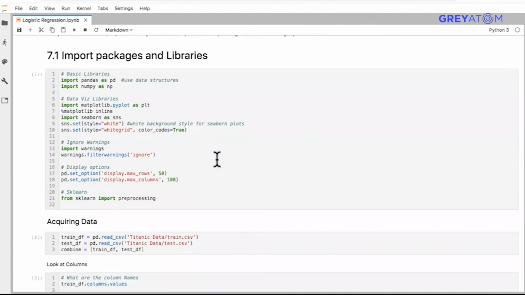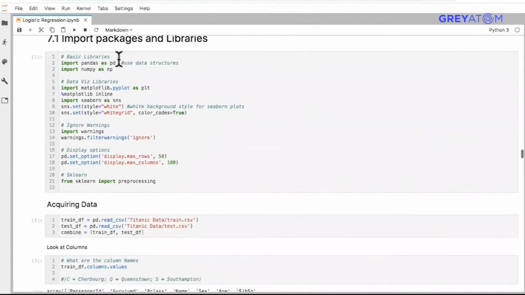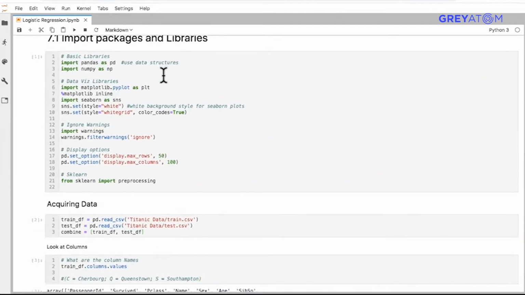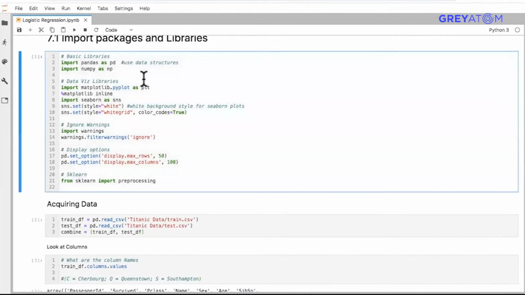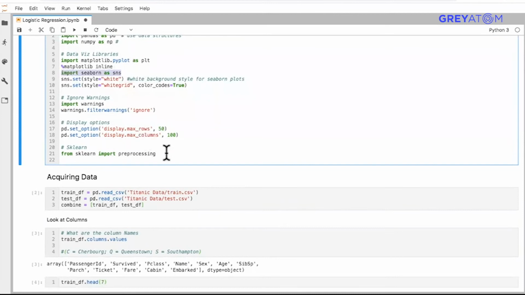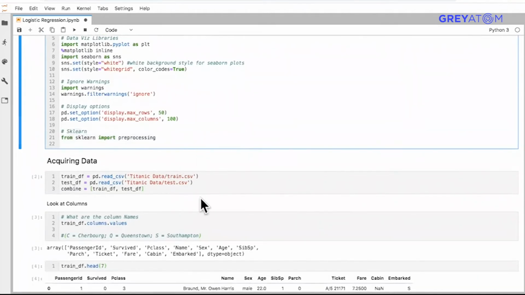Okay, so here is the simple code for importing the packages and libraries. I'm using pandas. This is a very good library for a better take on data structures in Python. And then I have NumPy, numerical Python, and then data visualization libraries, matplotlib. Seaborn is a really nice library for data visualization. I'm setting some styles, importing warnings, and in the end, I'm using sklearn and importing preprocessing. We would import some other modules as we go forward into the data.